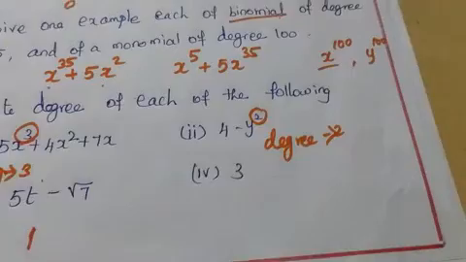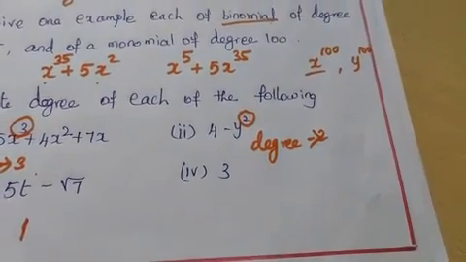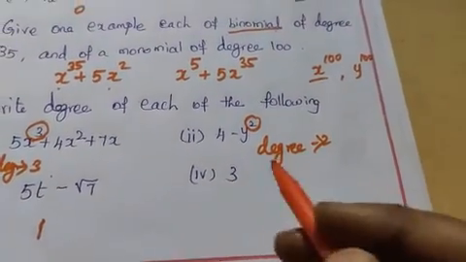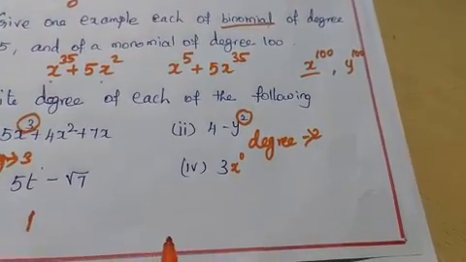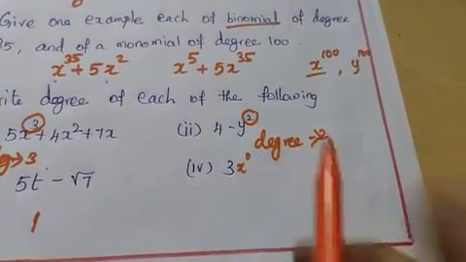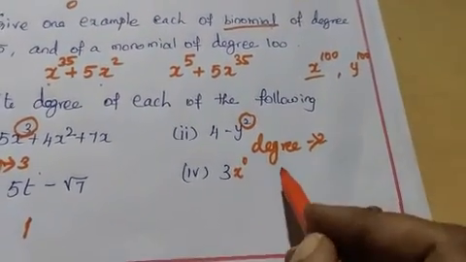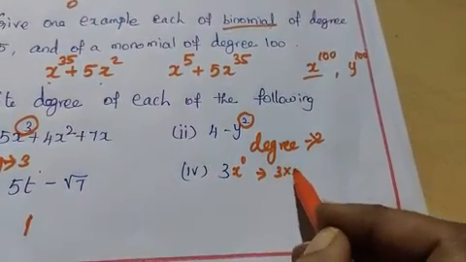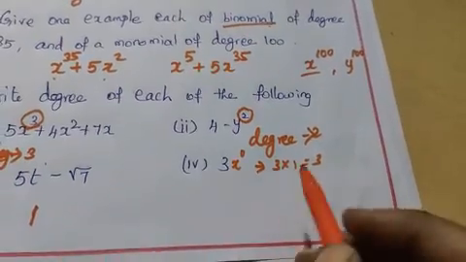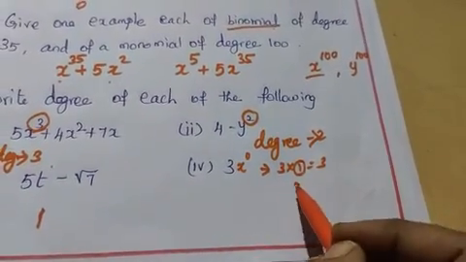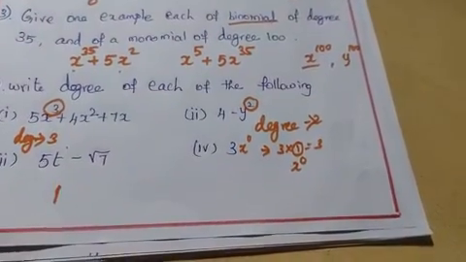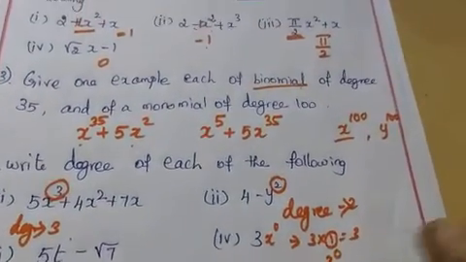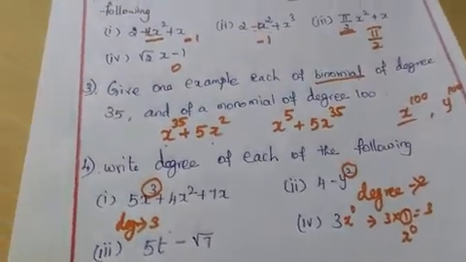What about here? A constant is given for us. So for a constant, we can write it as x power 0. We learned in exponents and powers that anything power 0 means the value is 1. So this can be written as 3 into 1, which is 3. So in place of 1 we can write x power 0. So the highest power of this one is 0. That's all. I hope this question is clear.